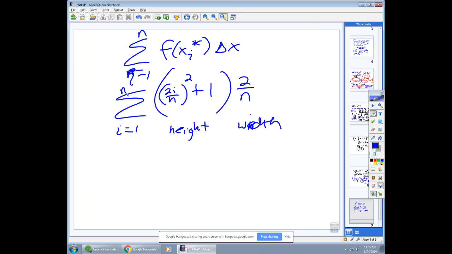All right, so now we got to try and clean this up. What's the variable in the sum? I. Keep that in mind. I is the variable of the sum. I is my variable. It only occurs once. Everything else is a constant.